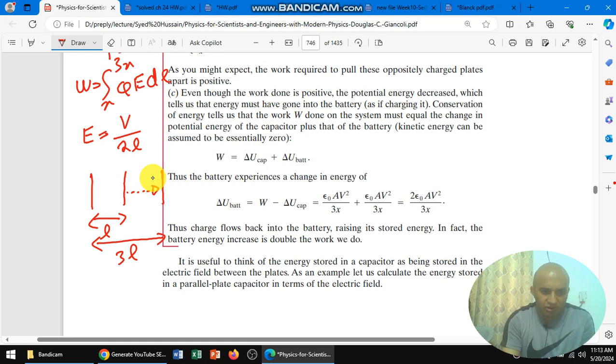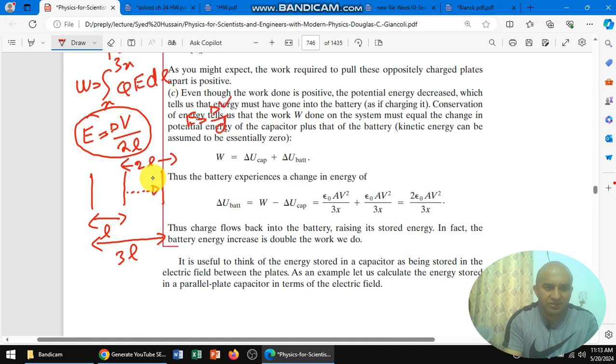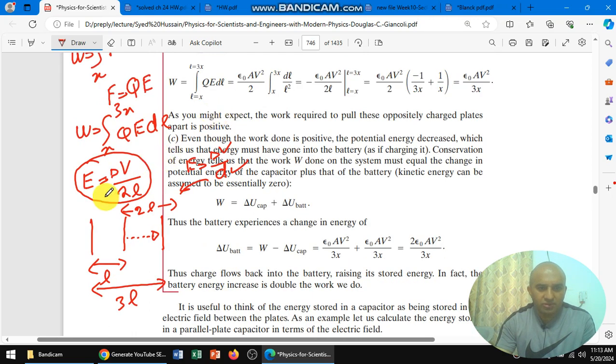So the electric field intensity is equal to the change of potential divided by the distance, which is 2L. Here you can see that D is 2L because E is equal to delta V over D. So we use E is equal to V over 2L.